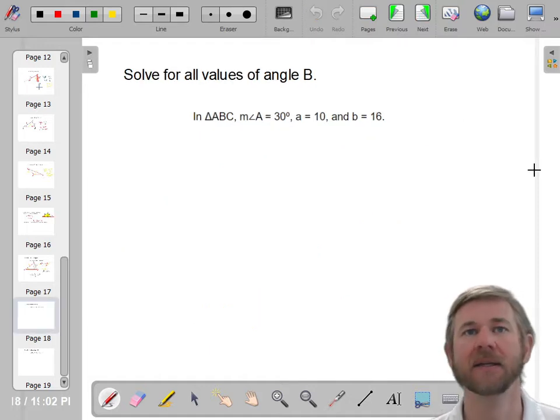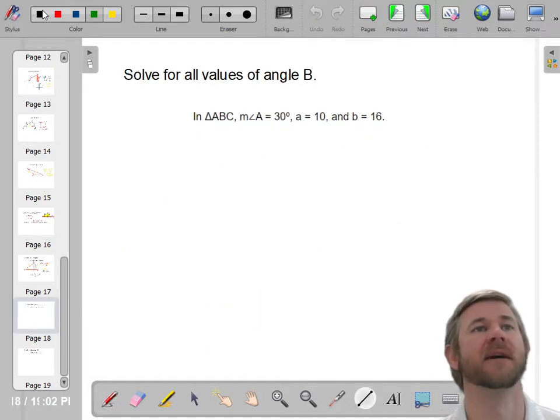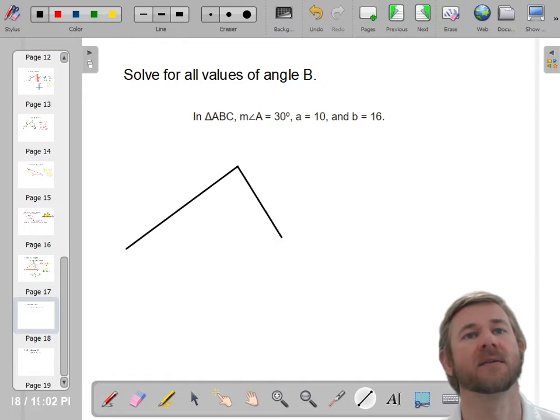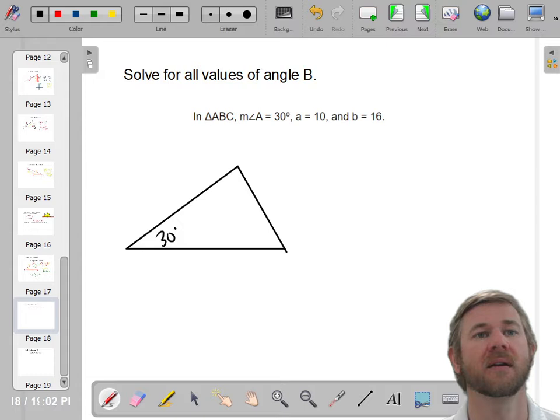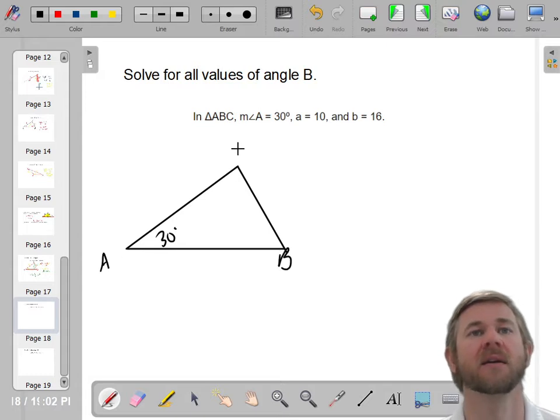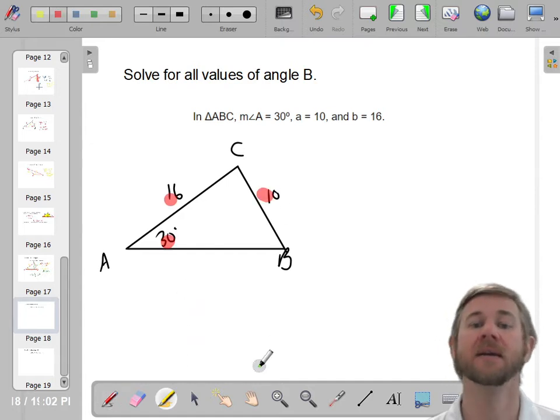What else can happen? Let's draw another triangle. And we'll now say, all right, we're talking about 30 degrees again. So this is 30. I'm going to label ABC the same way. Little a is 10, little b is 16. So again, you look at it and you're like, hey, angle side side. Better be careful.